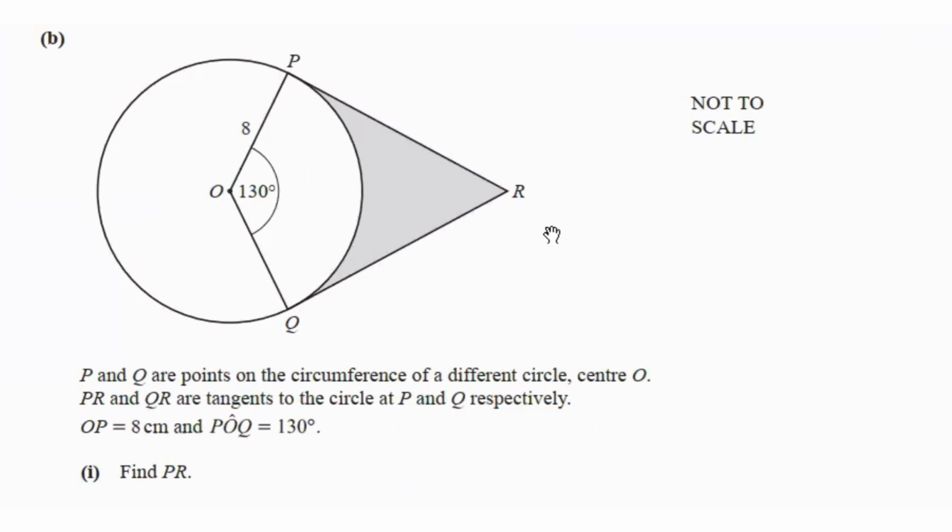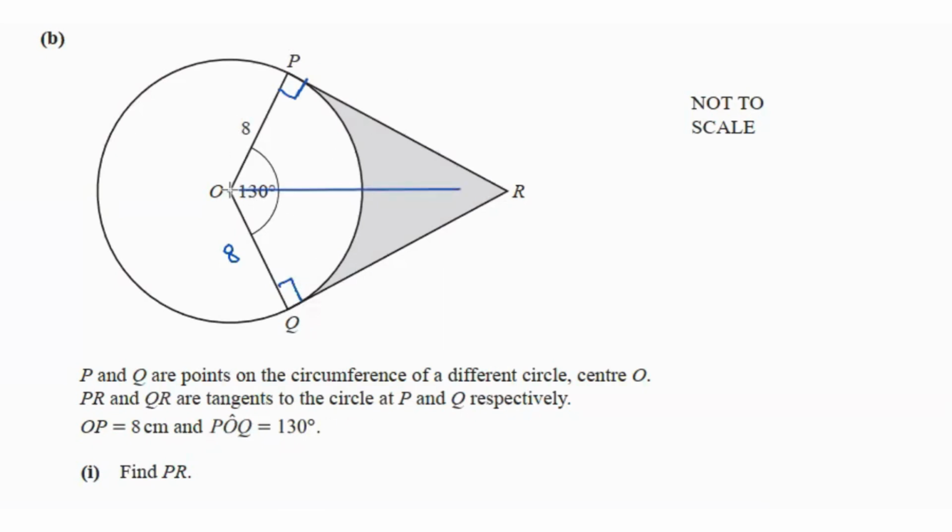P and Q are points on the circumference of a different circle, center O. PR and QR are tangents to the circle at P and Q respectively. OP is 8 and POQ is 130. Find PR. So if this is 8, this will also be 8 because once again, radius, OP is the radius and OQ is also the radius. Since PR and RQ are tangents, so this angle will be 90 degrees.